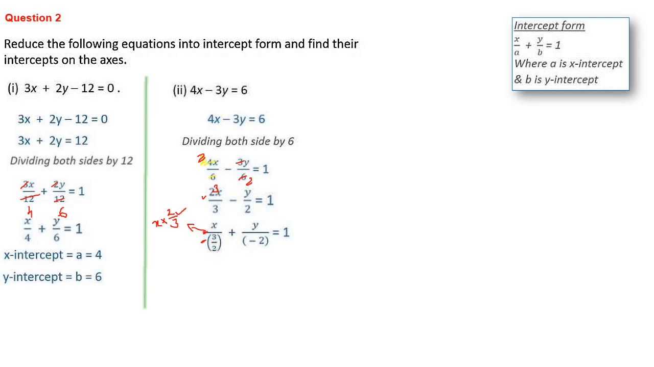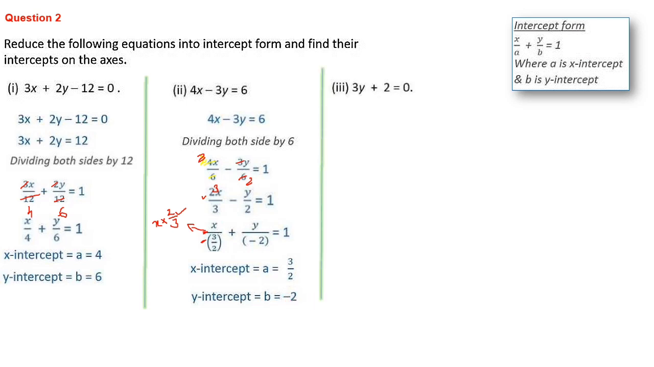Now everything is in this format, x by a plus y by b equal to 1. So x divided by a, this is our x-intercept, this is our y-intercept. So x-intercept is 3 by 2, y-intercept is minus 2. Okay. Then next question, 3y plus 2 is equal to 0. Here x is missing. So anyway, no problem. Bring this constant to the right side.